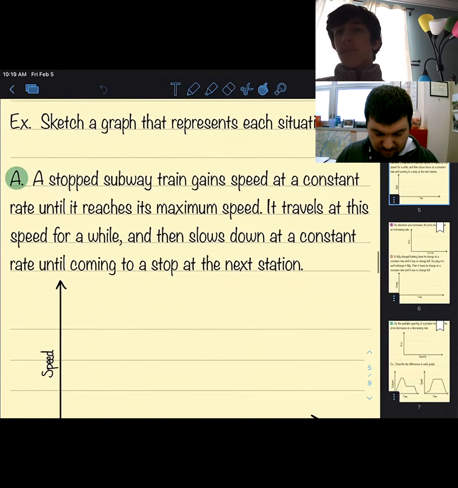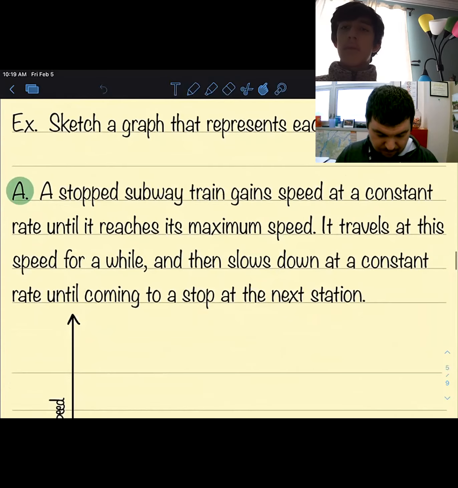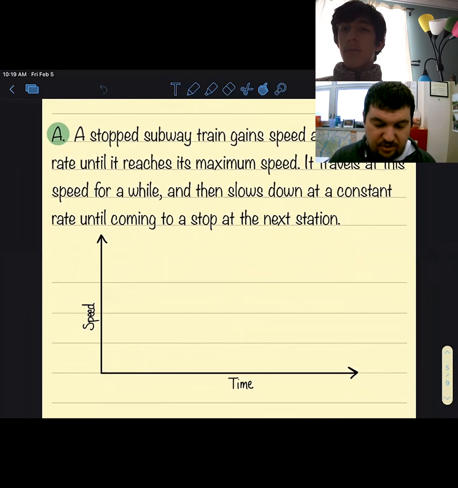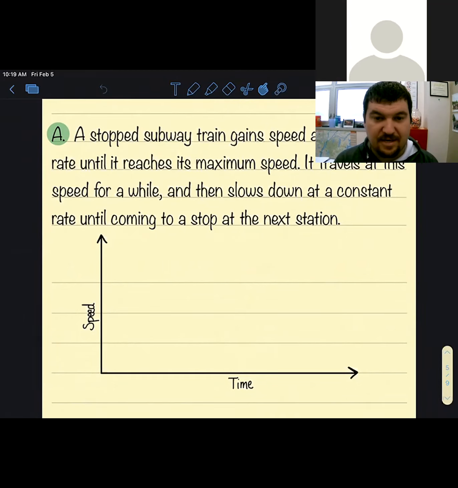This one says, sketch a graph that represents each situation. Example A. A stopped subway train gains speed at a constant rate until it reaches a maximum speed. It travels at this speed for a while and then slows down at a constant rate until coming to a stop at the next station.